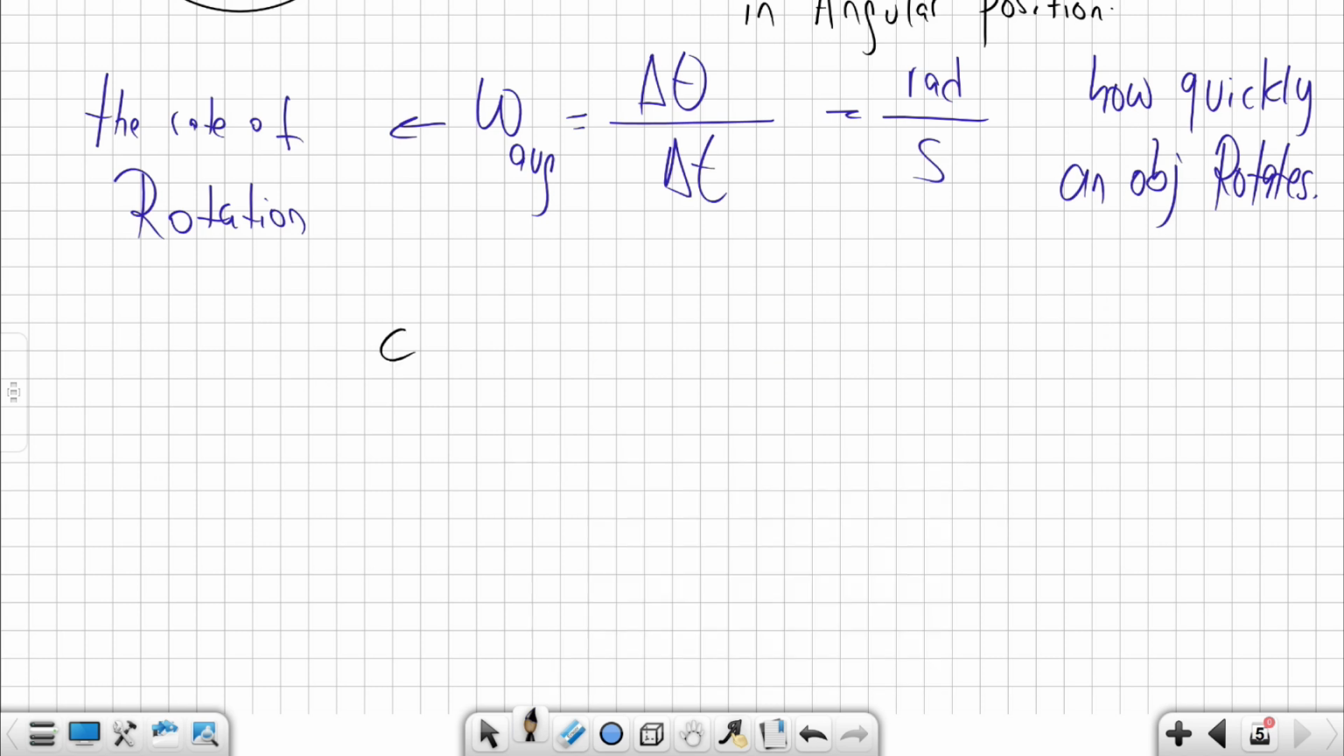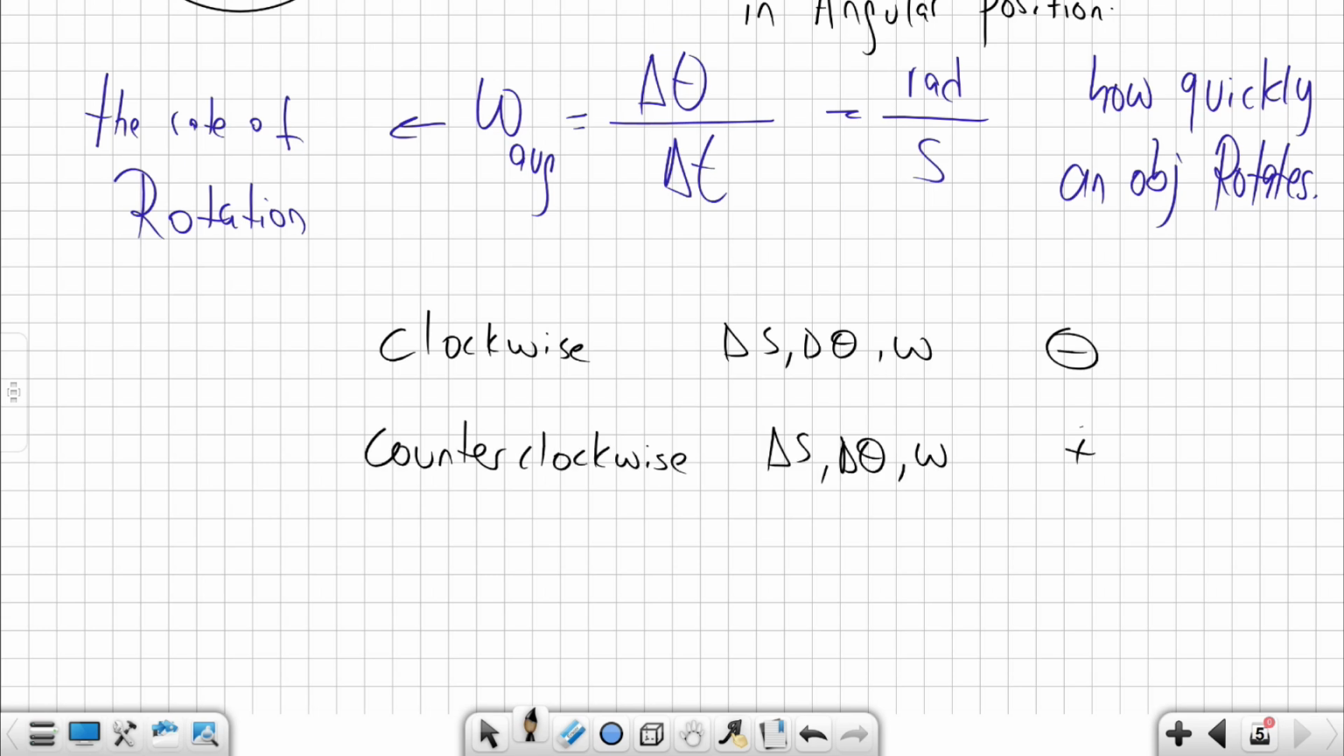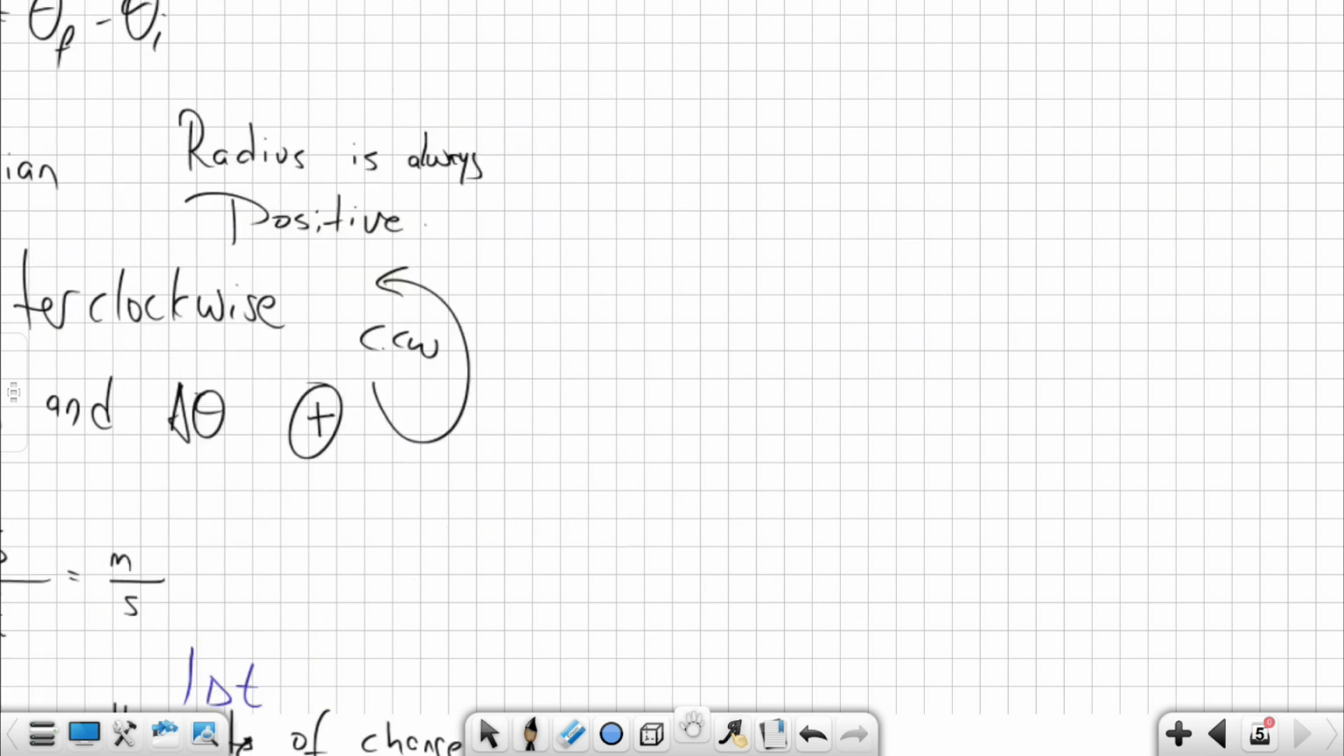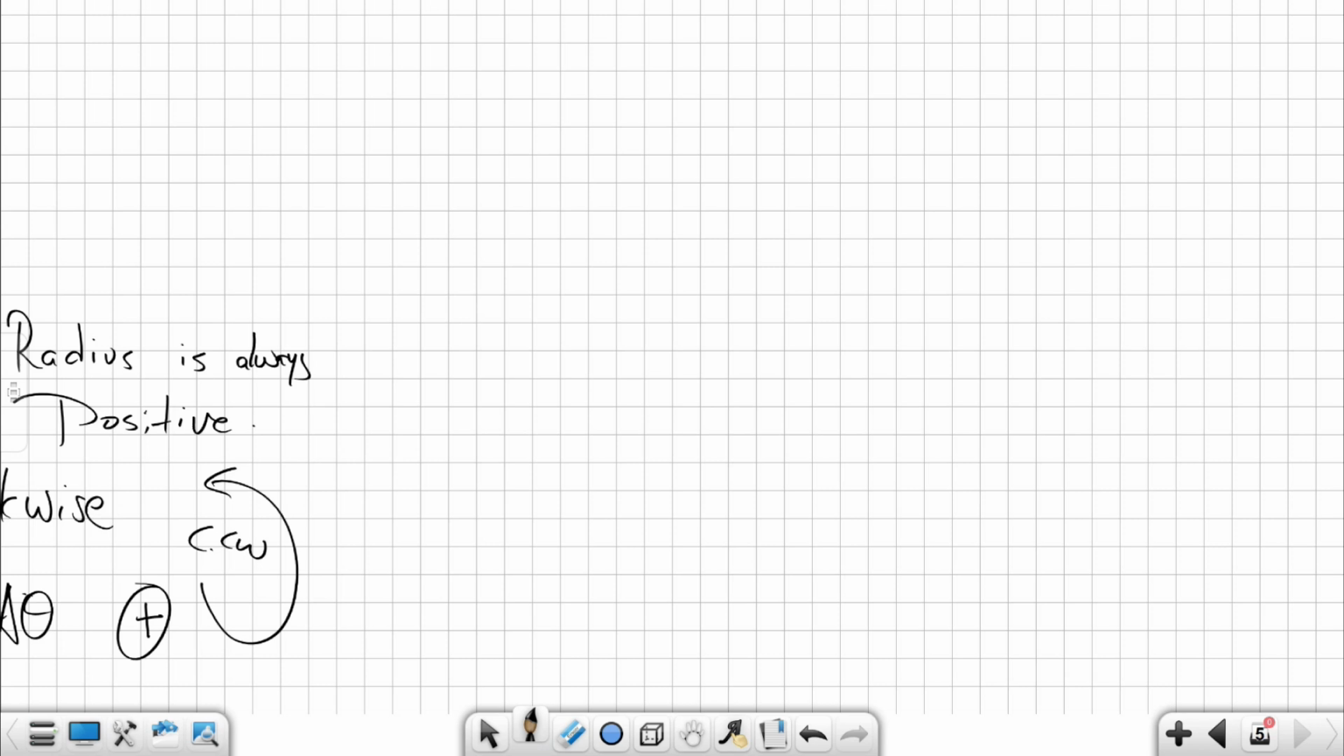If the rotation is clockwise, all three, delta S, delta theta, and omega, are all negative. If the rotation is counterclockwise, all of them are positive. In angular speed, we have a very important topic, which is about constant angular speeds in our daily life.